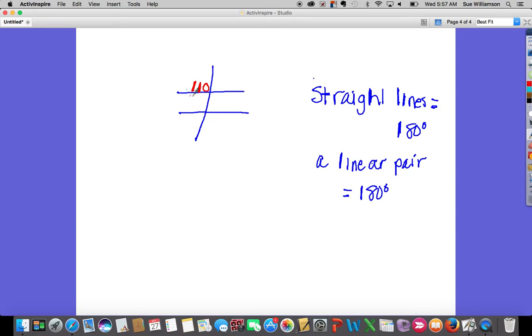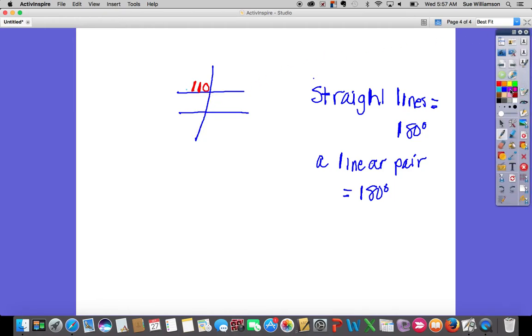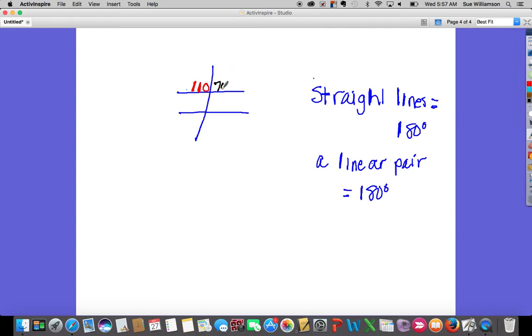straight lines equal 180 degrees. So a linear pair would be two angles that are supplementary. So for instance, if I know that this angle measure here is 110 degrees, and I know that these are two parallel lines intersected by this transversal line, so if that's 180, I know that this angle would have to be 70 degrees because 110 plus 70 would equal 180 degrees.